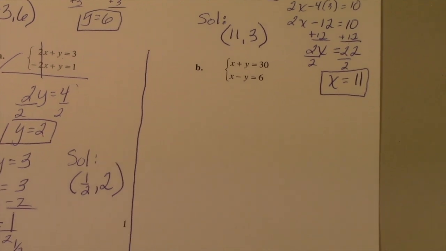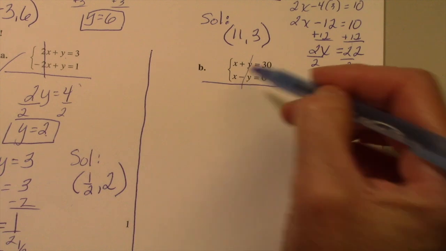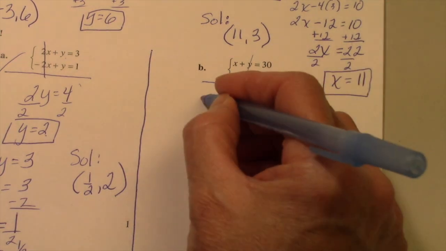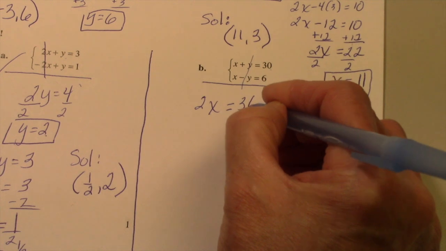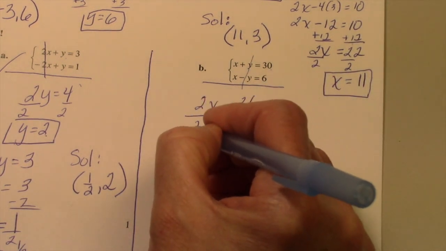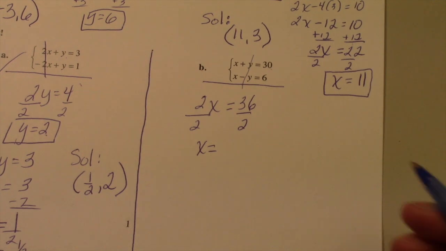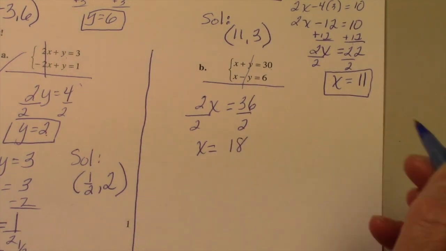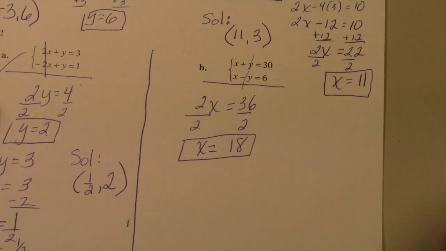Does something scream elimination? Yes, the y's eliminate. So I get 2x equals 36. Divide by 2, divide by 2. 36 divided by 2 is 18. So if x is 18, put it in the first one.